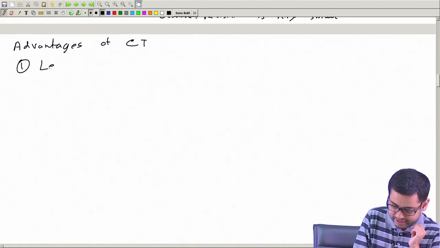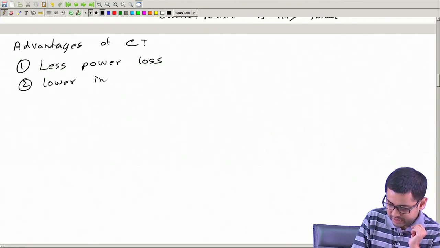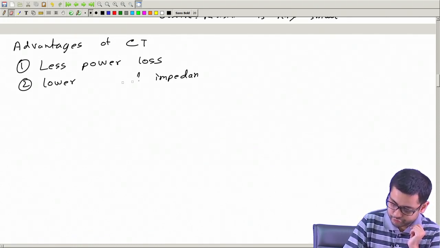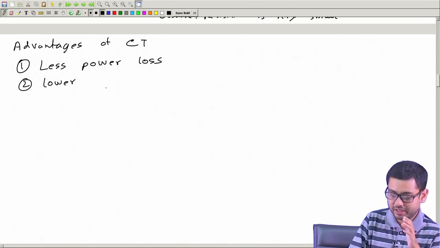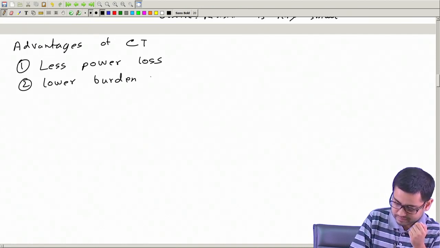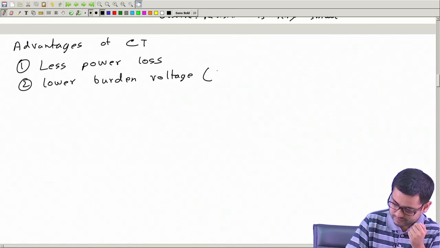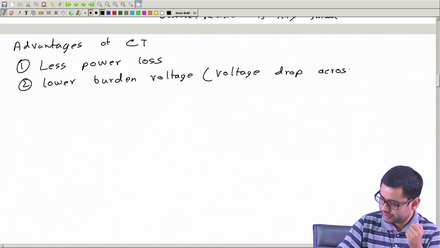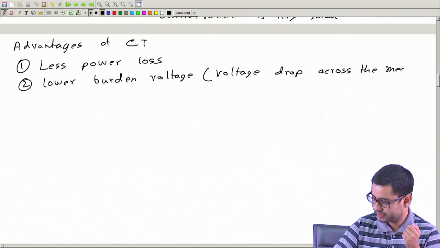Number 1, less power loss. Number 2, lower internal impedance, which we can also write as lower burden voltage. What is burden voltage? We have defined this. Burden voltage is nothing but the voltage drop across the measuring instrument.